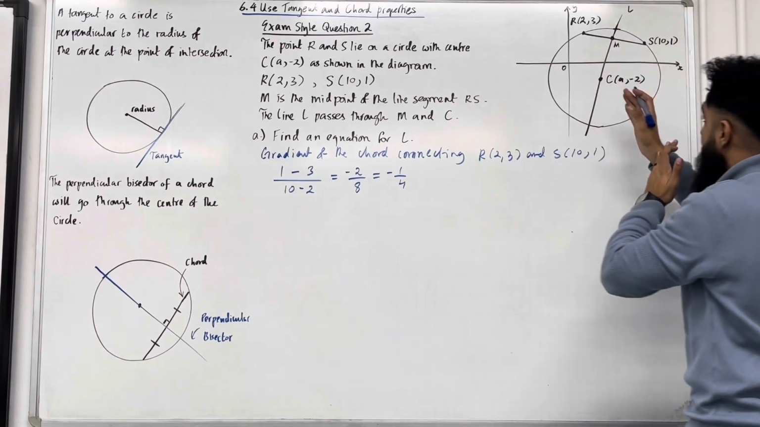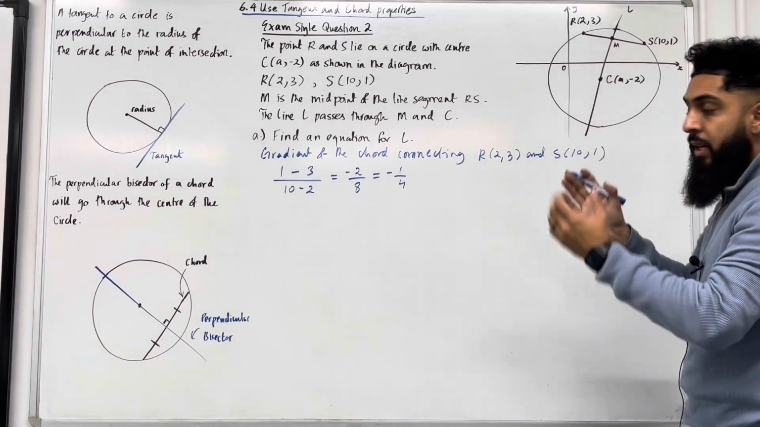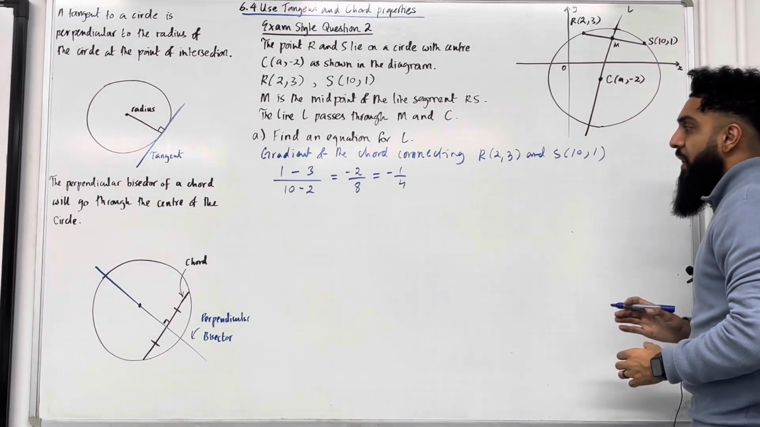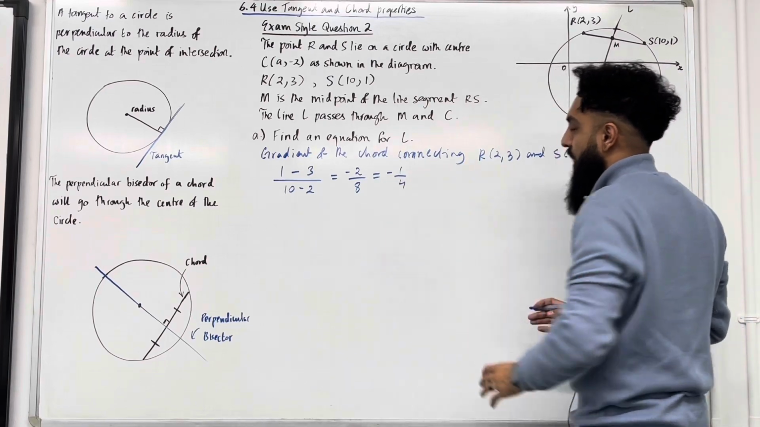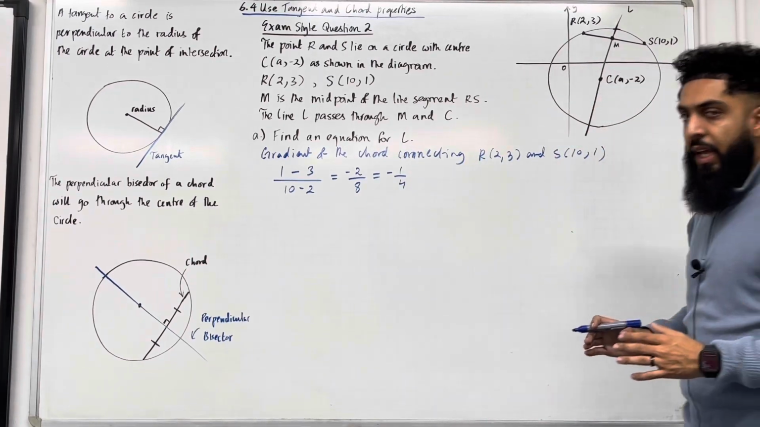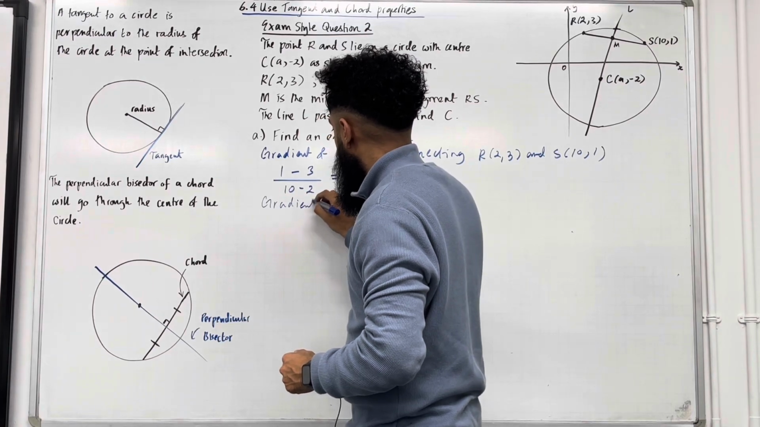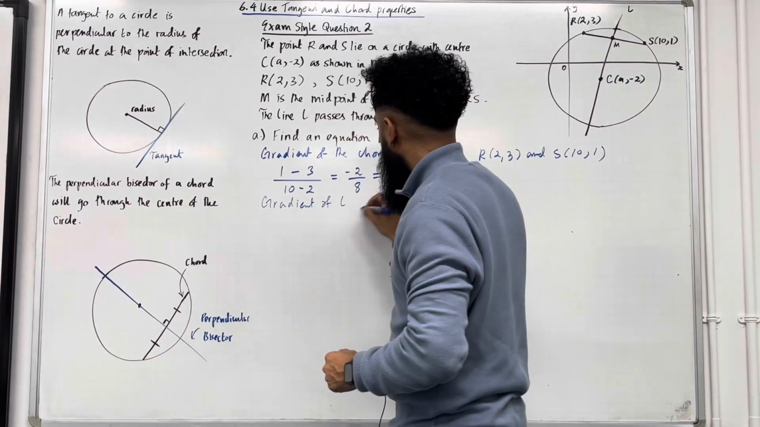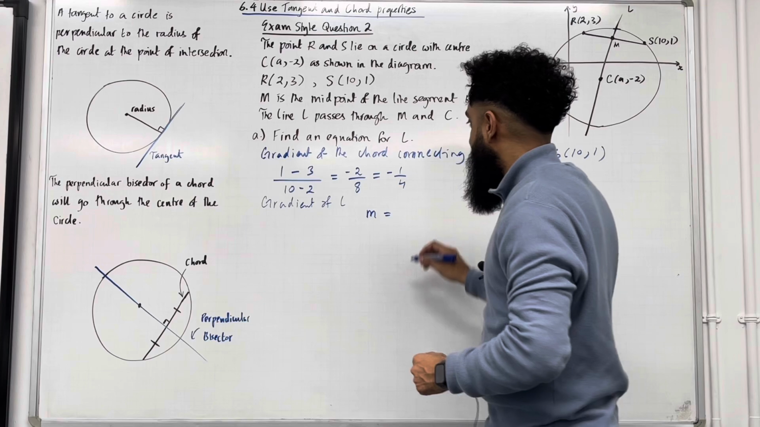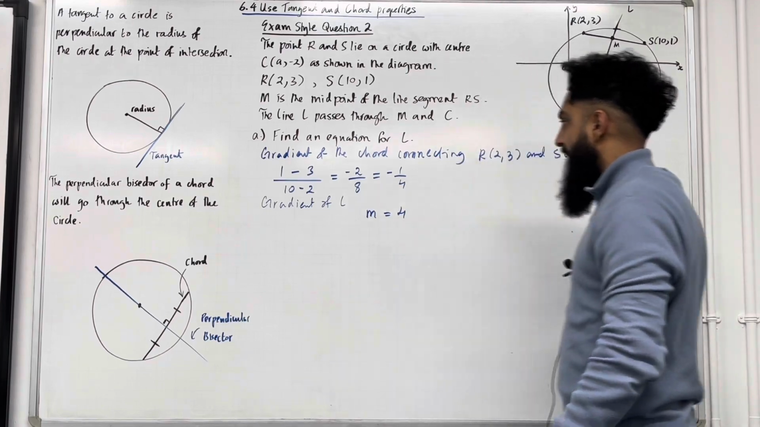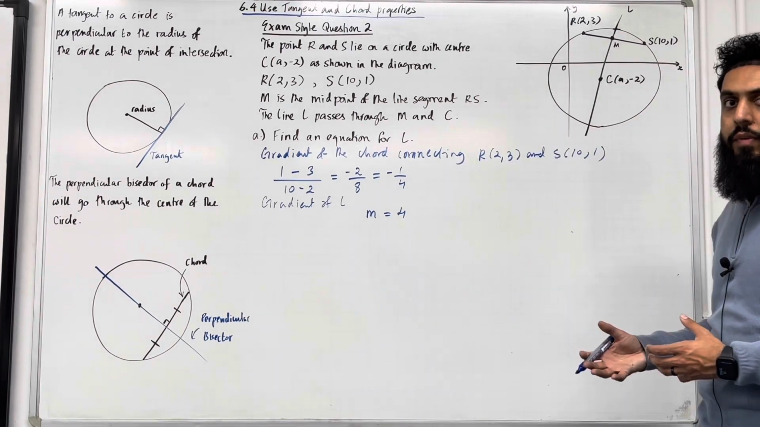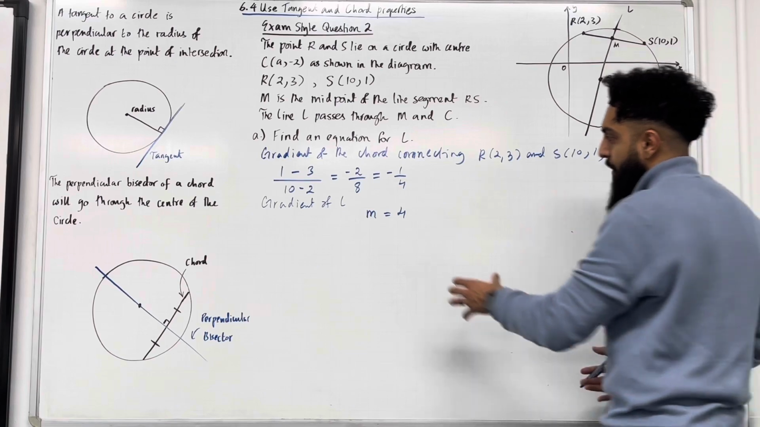Now, since L is the perpendicular bisector of the chord, the gradient of L has to be the negative reciprocal of minus 1 over 4. Okay, so gradient of L, we can call it m, is equal to 4, the negative reciprocal of minus 1 over 4. So that is my gradient.